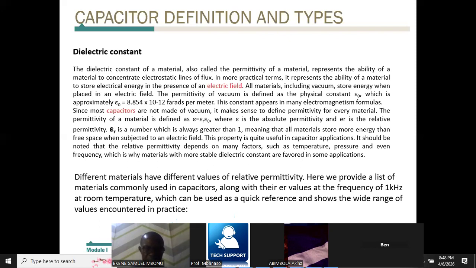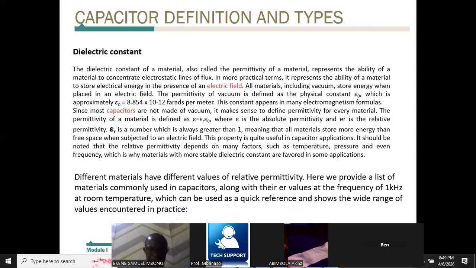Epsilon r is a number which is always greater than 1, meaning that all materials store more energy than free space when subjected to an electric field. This property is quite useful in capacitor applications. It should be noted that the relative permittivity depends on many factors such as temperature, pressure, and even frequency. And that is why materials with more stable dielectric constants are favored in some applications.